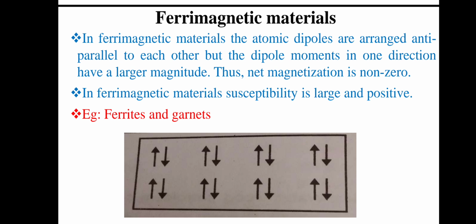Ferrimagnetic materials. In ferrimagnetic materials, the atomic dipoles are arranged antiparallel to each other, but the dipole moments in one direction have a larger magnitude, thus the net magnetization is non-zero. In ferrimagnetic materials, susceptibility is large and positive. Example: ferrites and garnets. Diagram.